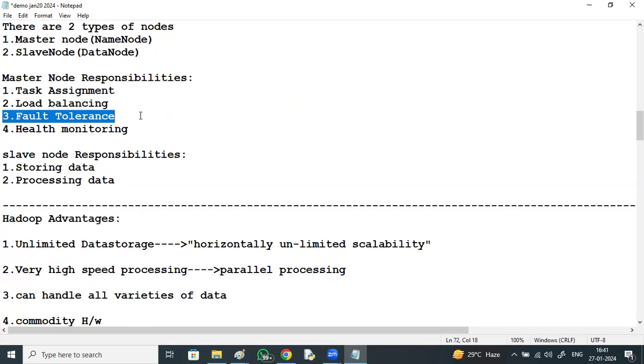Slave node responsibilities: storing data and processing data, right?